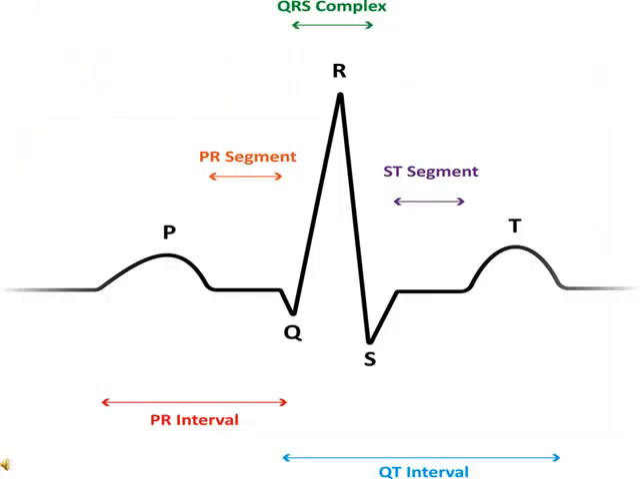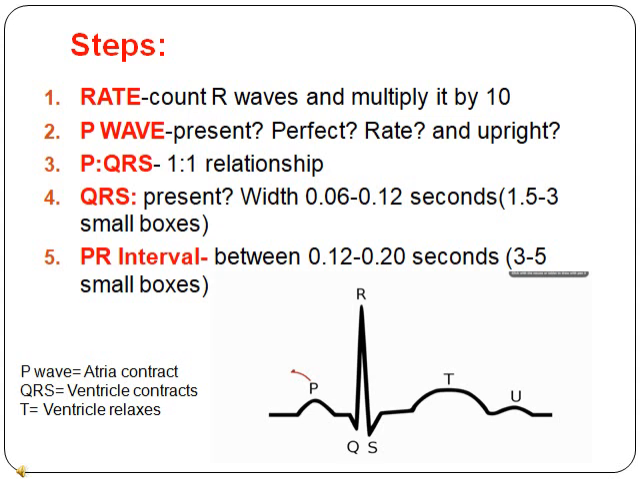So this is just a quick visual aid to help you if you want to see what the PR interval is, the QT interval, PR segment, QRS complex, ST segment, etc. So you can press pause over here or take a picture if you ever want to go back. Here are the steps to interpret the EKG. There are 5 steps: rate, P wave, P:QRS, QRS, and PR interval.